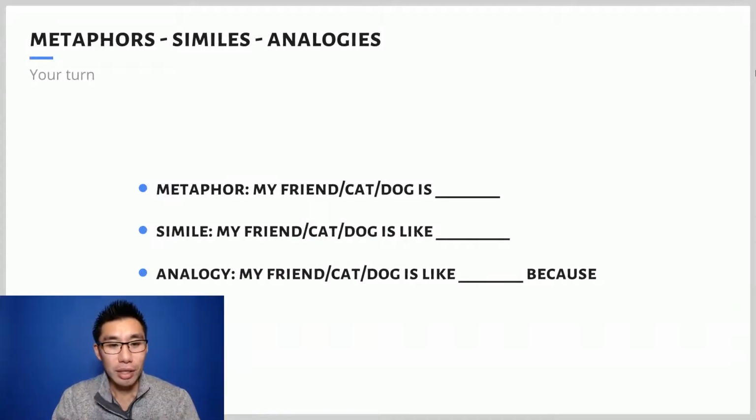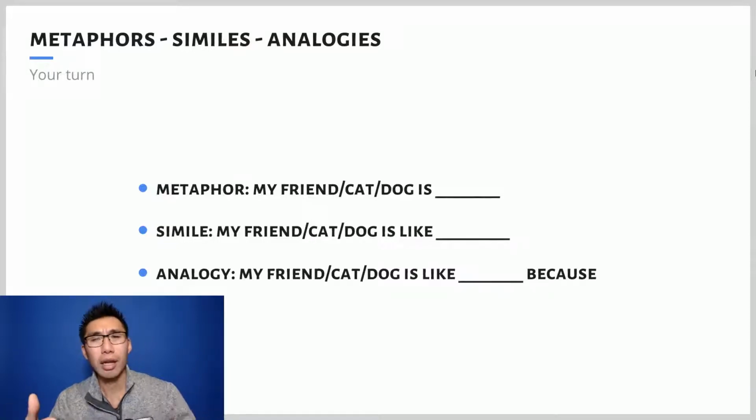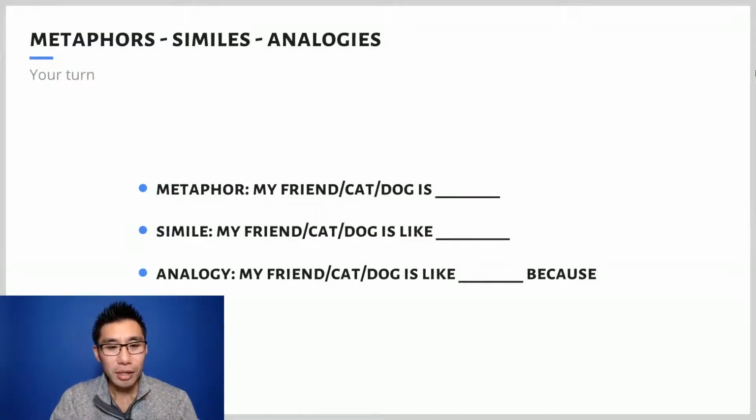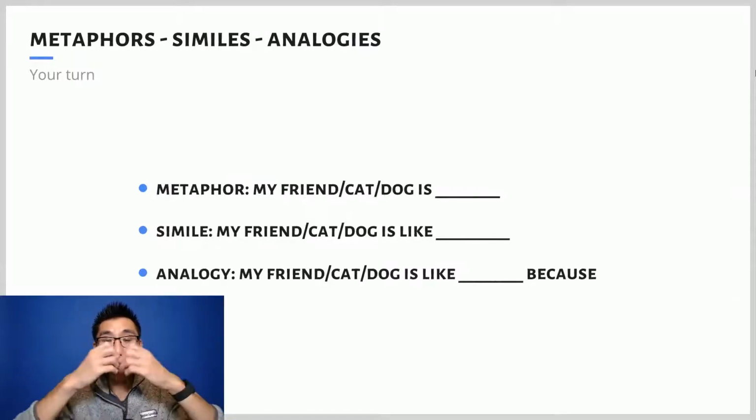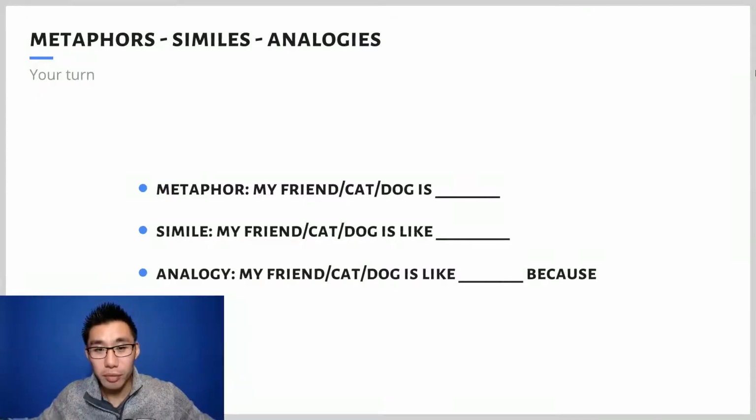Okay. Similarly, you're using the word like. So my friend, cat, or dog, right? My cat is like a pig. Now, aren't you saying they're the same thing? Okay. Well, you just said my cat is a pig, and now you're saying my cat is like a pig. I'm gonna go through that later. Okay. So analogy: my cat is like a pig because whenever she eats, all her food goes everywhere.